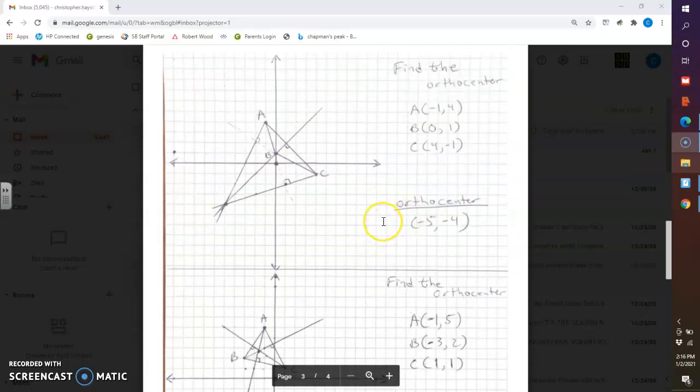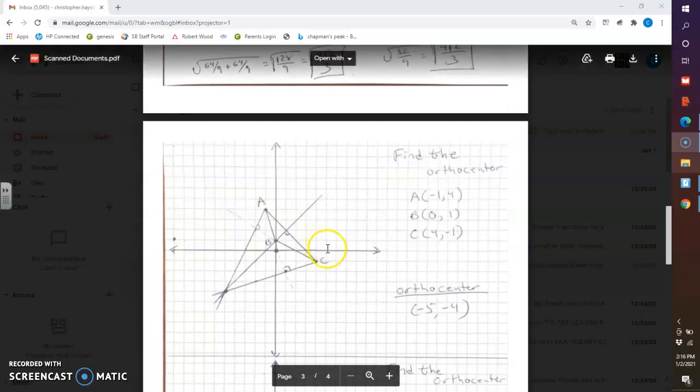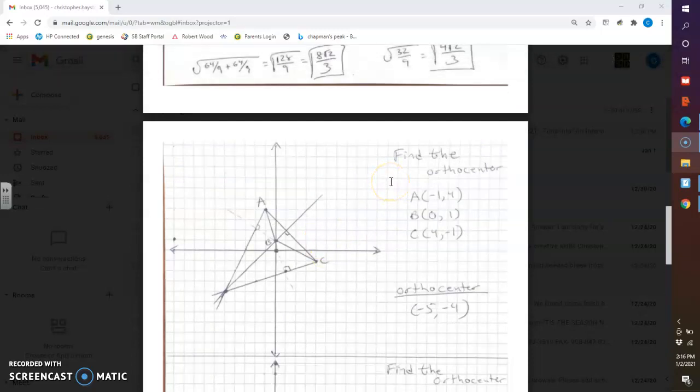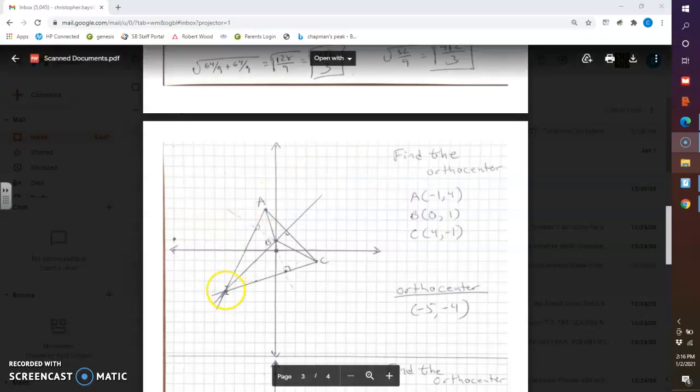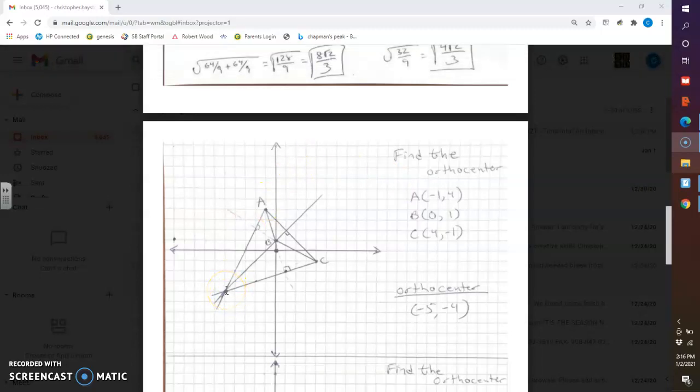Finding altitudes. Finding an altitude of an obtuse triangle, the orthocenter will be outside the triangle. On a right triangle, the orthocenter is on the triangle at the right angle, and for an acute triangle, the orthocenter is inside the triangle. The first one here is an obtuse triangle, so my orthocenter is here. Once again, here's how we do it.